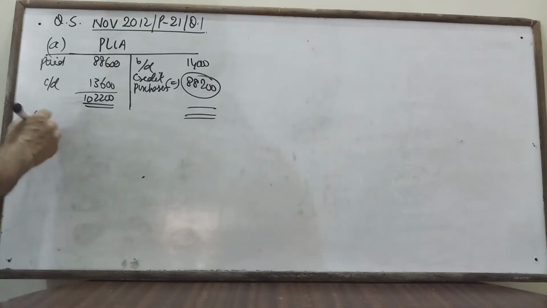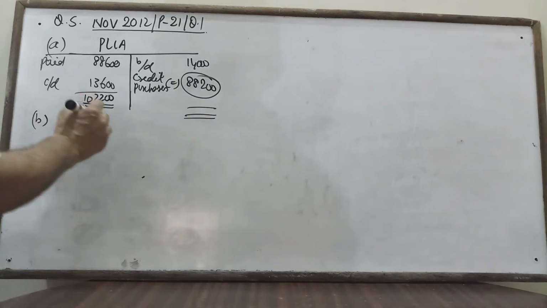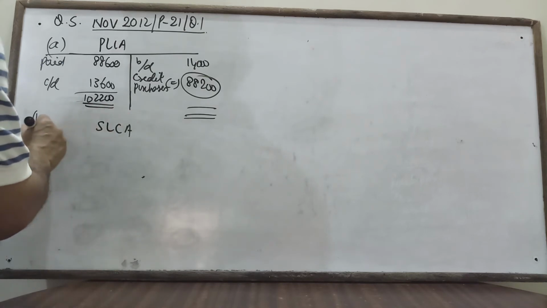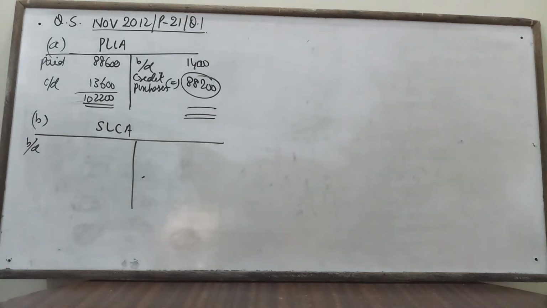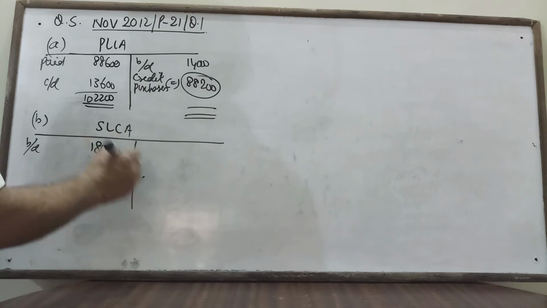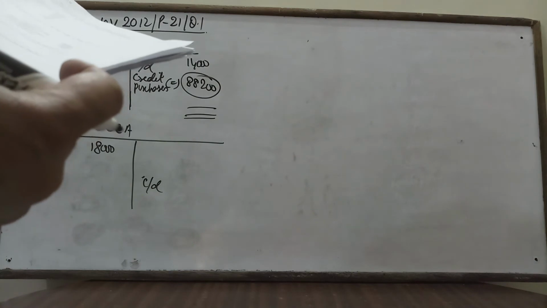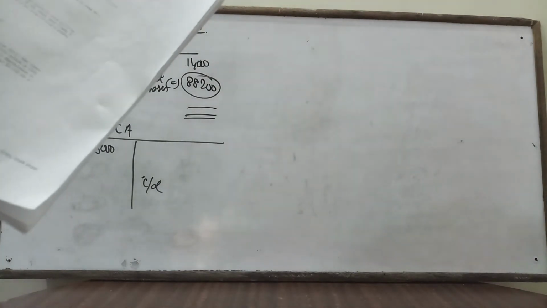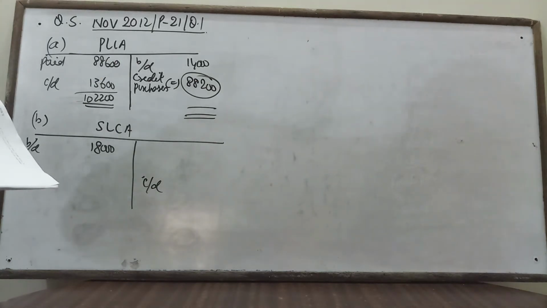Requirement B: calculate the total sales for the year ended 30th June 2012. You follow the same way here, but for this you have to make a sales ledger control account. In the sales ledger control account, the opening balance of accounts receivable is on the debit side, given on top: trade receivable 18,000. The closing balance of trade receivable is given again just before requirement A: trade receivable was 20,500.